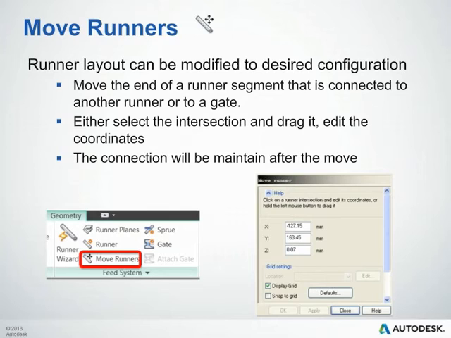Once you see that, you can grab the end of the runner segment at any place and simply drag it and move it. Or you can edit the coordinates there to get a more precise placement. The one good thing to note is that when you do move these, anything that's connected at that point, say you have a primary and a secondary runner connecting up, it'll move both runners for you and maintain that connection. So you're not breaking your feed system by using this tool.